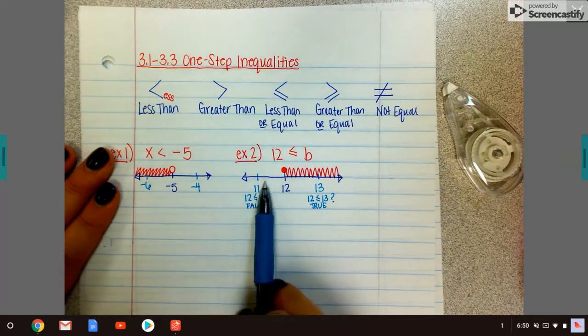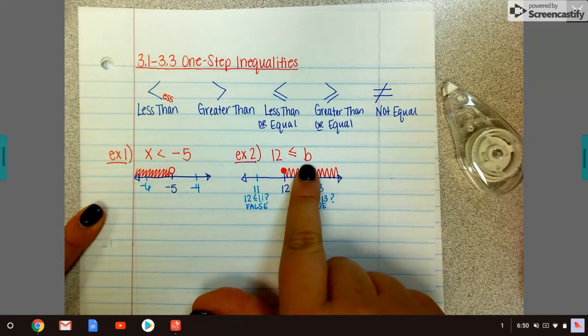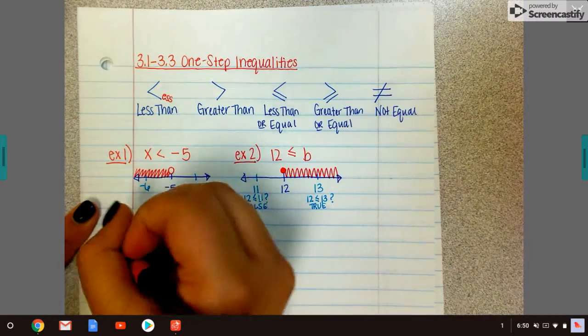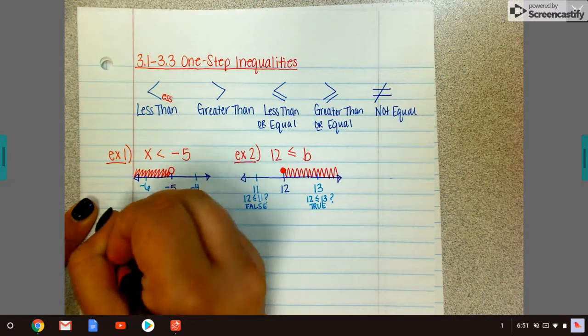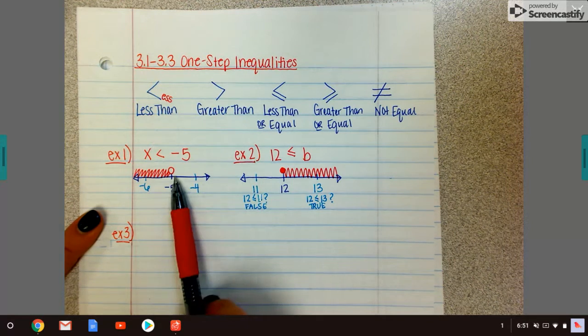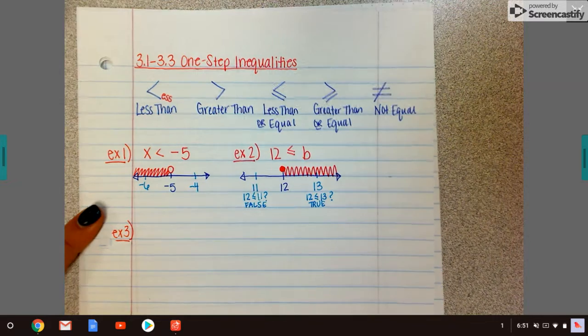So I don't want to shade on the side where it's false. So maybe that'll help out as well. It's kind of weird when the variable's on the right. It's the opposite of what you'd naturally think it should be. All right, so these ones are just a couple where we get good at graphing them. Open dots for less than or greater than, closed dot for greater than or equal to or less than or equal to.